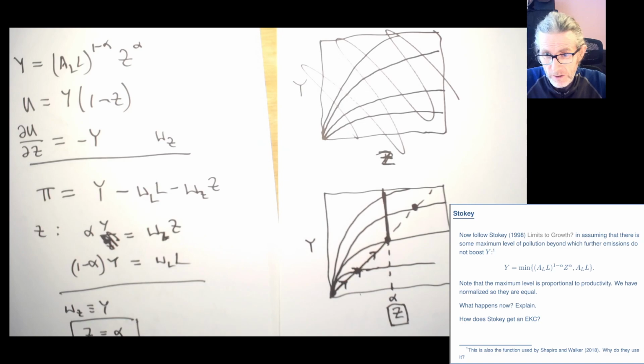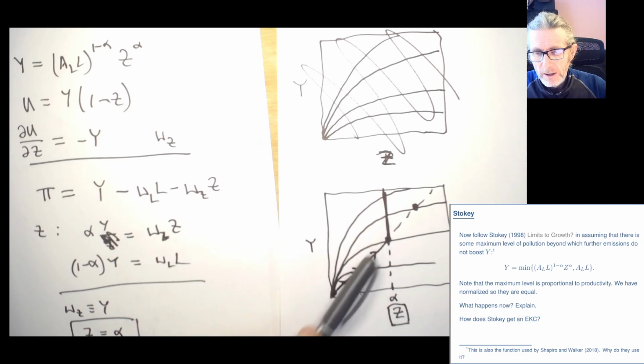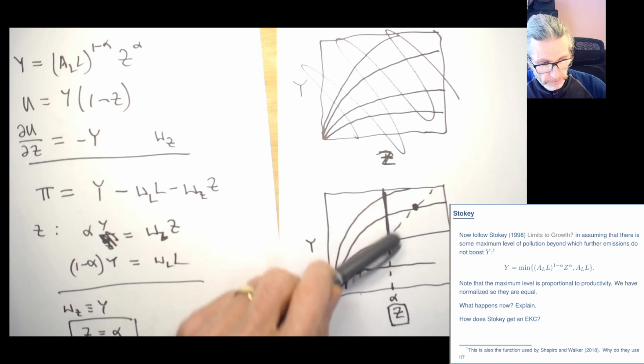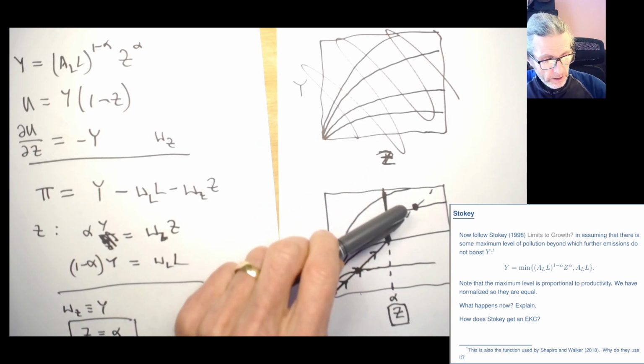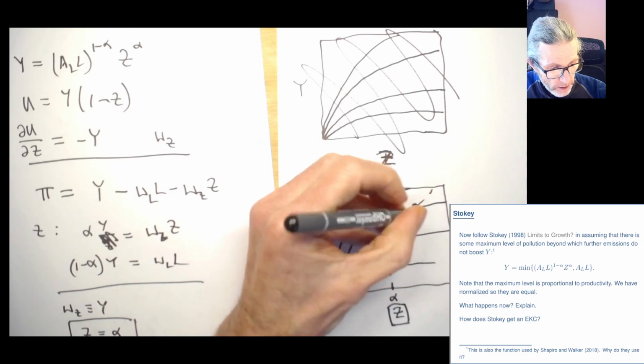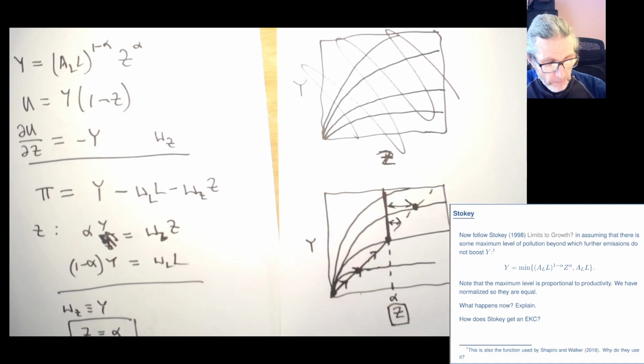Stokey phrases it in terms of abatement. So here they don't abate at all. They pollute at the corner to maximize their production, but at some point the tax gets high enough that instead of doing that, they sacrifice some production and abate some pollution. So this gap is the amount of pollution that they abate.